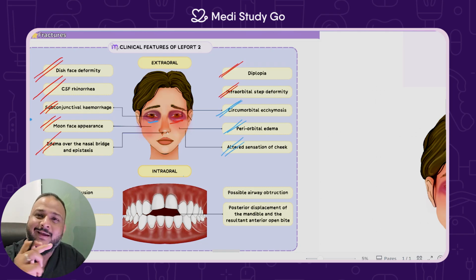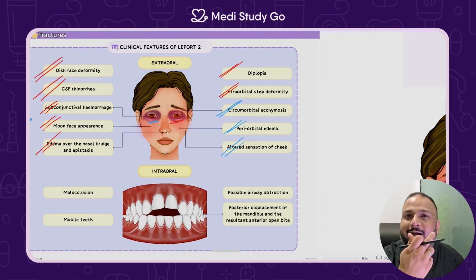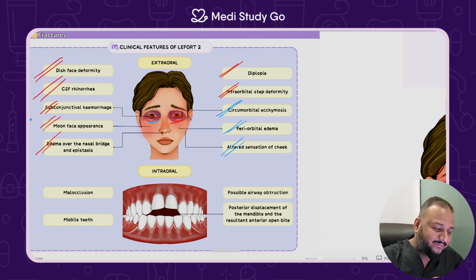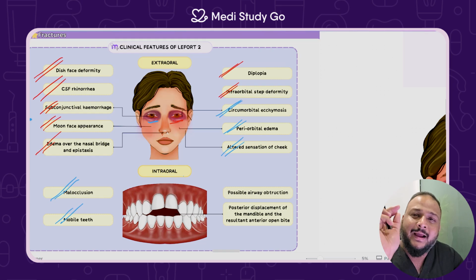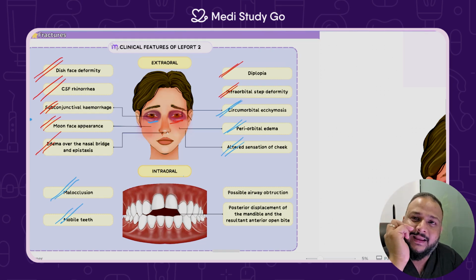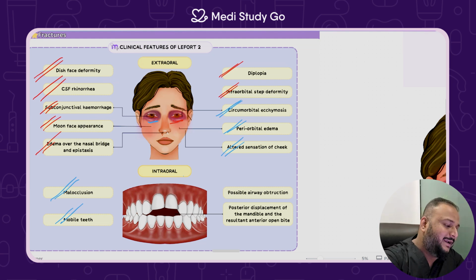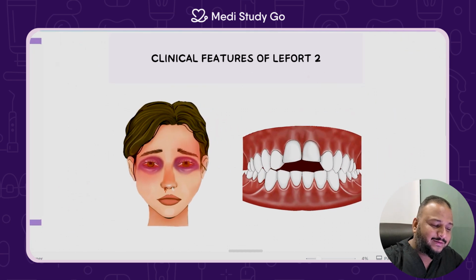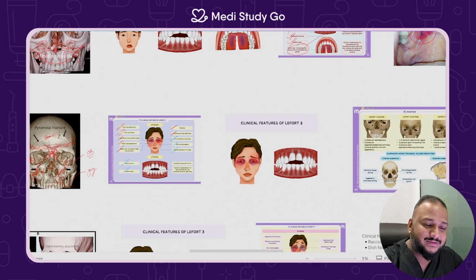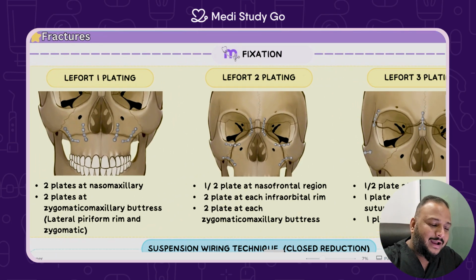Altered sensation of the cheek. Why? Because you might have an injury of the infraorbital nerve over here. Possible airway obstruction. Why? Because your entire midface is getting fractured and getting shifted behind. So of course you can have an airway obstruction. The other clinical features include malocclusion and mobility. If you want to get into the specifics of that, write it down as posterior gagging and anterior open bite. That is most commonly seen in most of your Lefort 1 and Lefort 2 fractures. So that was a basic revision of the clinical features of Lefort 2 fracture. Now, how do you diagnose it?